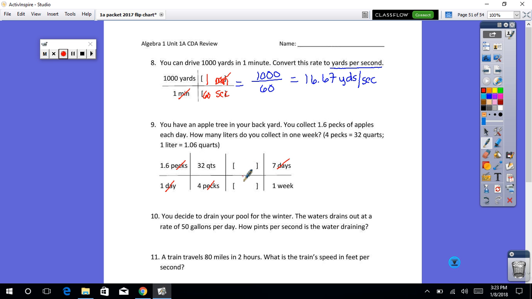Okay, and I'm trying to get to liters, so it's going to be my liters conversions. Liters to quarts conversion. So my quarts has to go on the bottom because I want it to cancel out with this quart. And I have 1 liter for every 1.06 quarts. And again, multiply across the top. So I have 1.6 times 32 times 1 times 7.